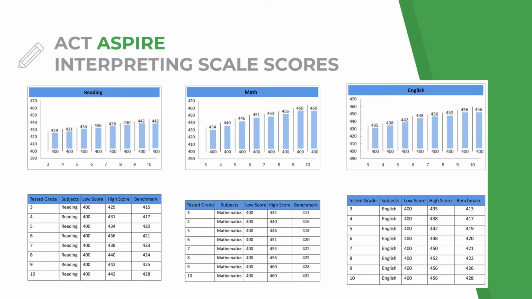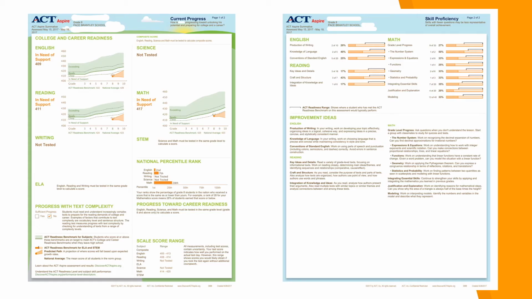When we look at ACT Aspire, we are given scale scores, and when you see your reports, you will be given scale scores, and all we're looking to see is that students are continuing to show growth within those specific scales. This is an example of an ACT Aspire report. You will see that they give us nice visuals with these graphs.